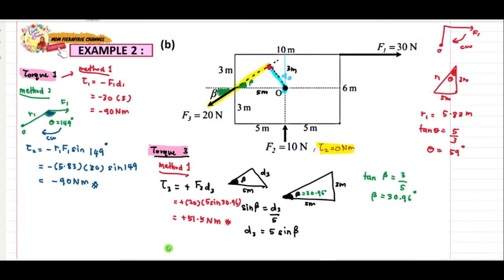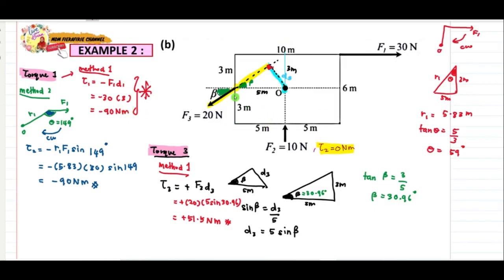Sebab itu saya kata sama ada method 1 ke method 2 ke, you stick dengan satu method yang you senang, yang you boleh jawab dengan betul. Okay, so sekarang kita menggunakan method yang pertama, sama macam sebelum ni. Kalau you perhatikan method yang pertama untuk yang ini tadi, oh simple saja kan, 3 line saja dah dapat jawapan.